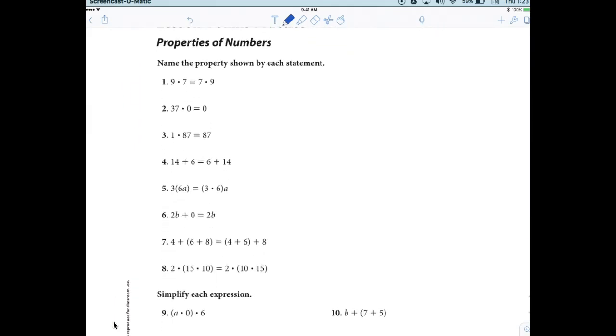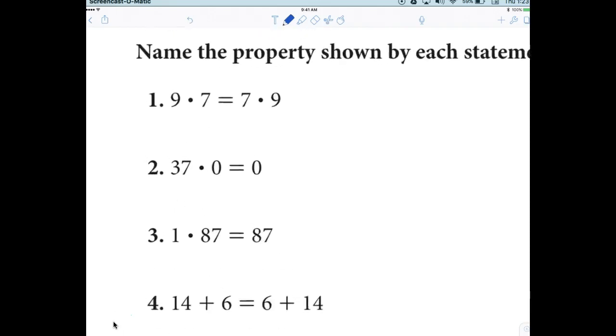So we'll be a little bit ahead of the other class, but that's okay. All right? Now, over the summer, you did some property problems, I believe. So you should kind of remember this. All right? Let's just go down the list.